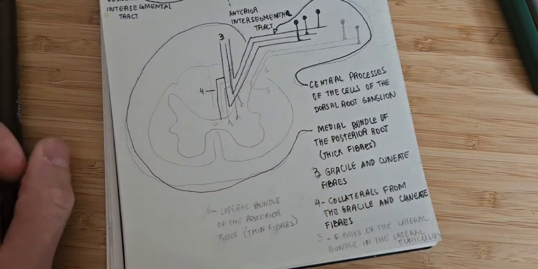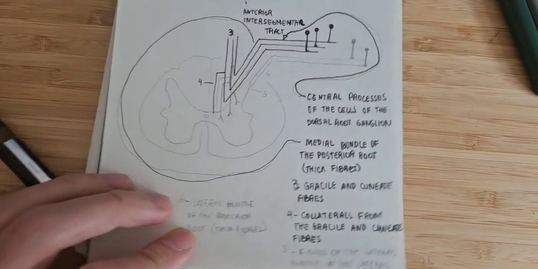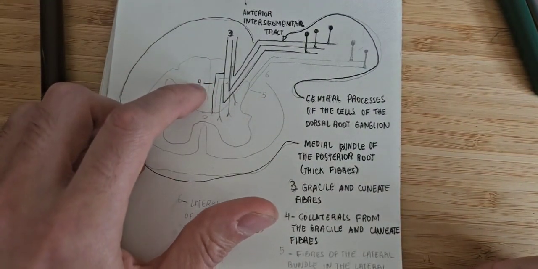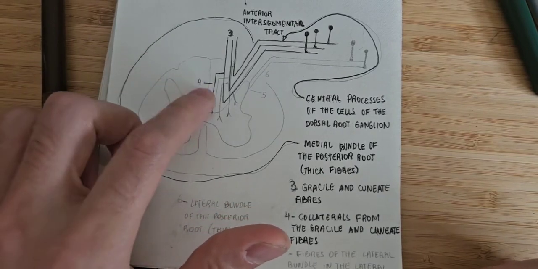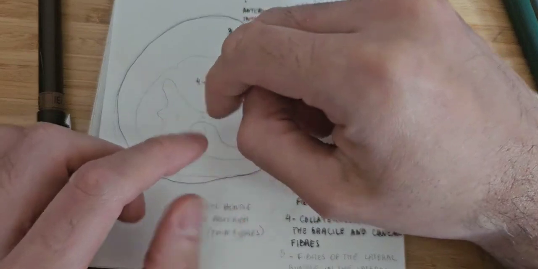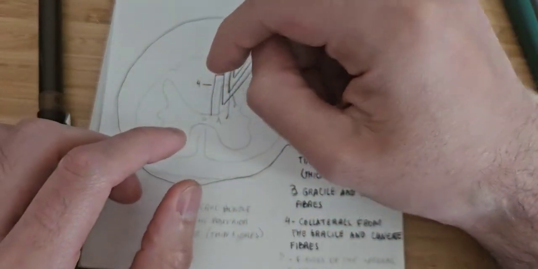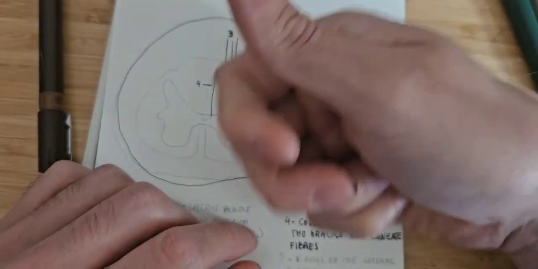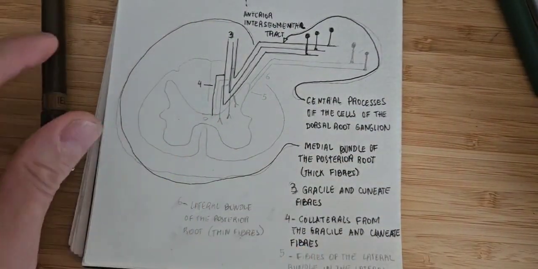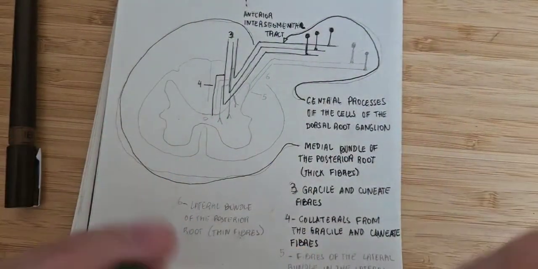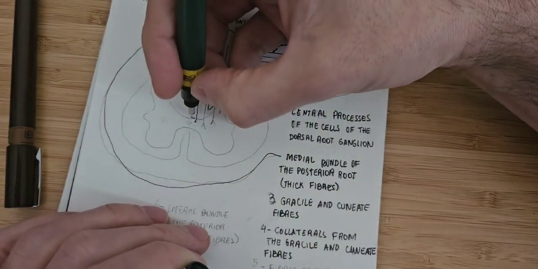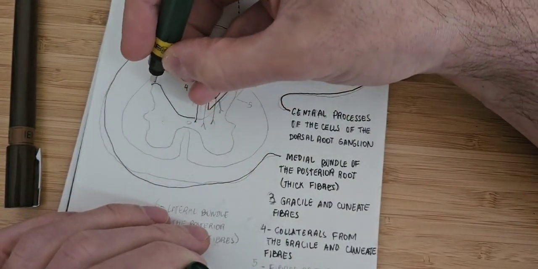Okay, so these are the collaterals from the gracile and cuneate fibers, and some fibers will branch off to synapse with the interneurons within the spinal cord, and they will contribute to reflex pathways and local processing of sensory information, and we'll do this right here. Let me just complete this part of the drawing.